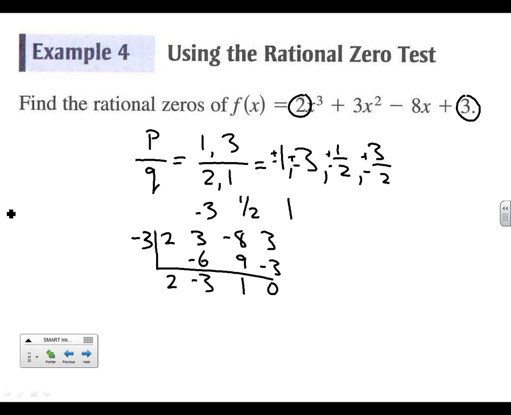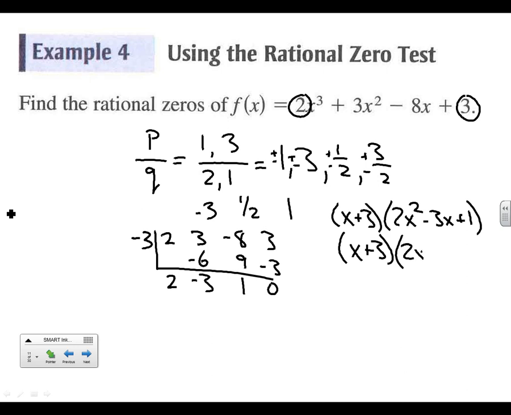So we know we've got x + 3, and we've got 2x^2 - 3x + 1. Now we can finish this up one of two ways. If we look at this and realize that we can factor this trinomial, we'll go ahead and do it.